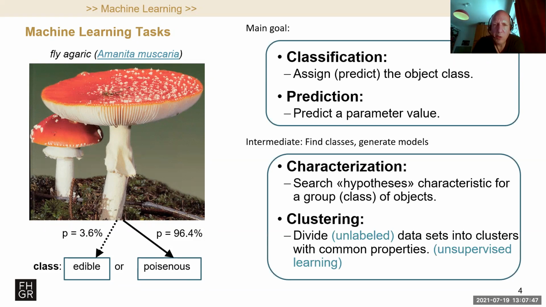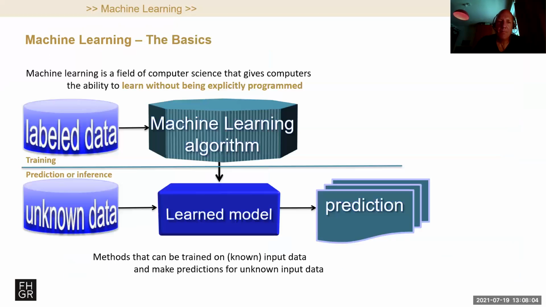And then there are some intermediate goals of machine learning. It would have to do characterization, search hypothesis. Can we classify these plants into edible or non-edible plants? Can we cluster them into various forms? The machine learning basics we're going to see here.